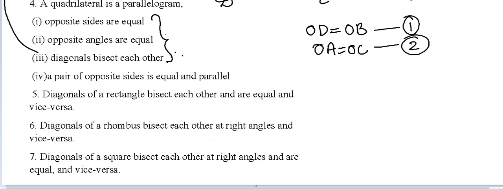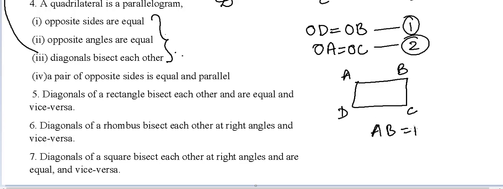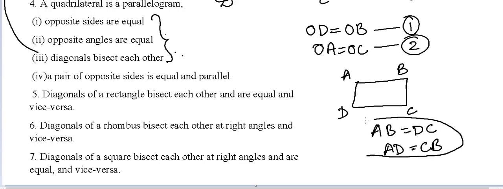Next is the diagonal of a rectangle. Now what is a rectangle? In which opposite sides are equal. Okay, they are not parallel, they are equal. A, B, C, D. We know what is a rectangle. In rectangle, AB is equal to DC and AD is equal to CB. So this is a rectangle, right? Rectangle is basically a type of parallelogram only, in which opposite sides are equal.